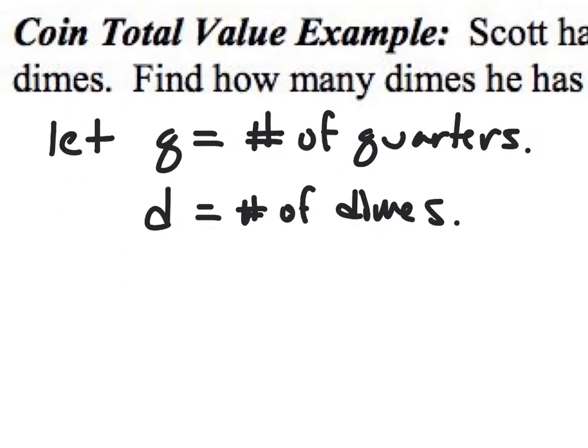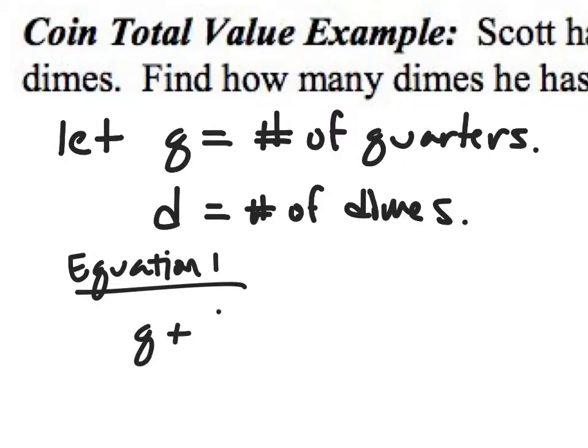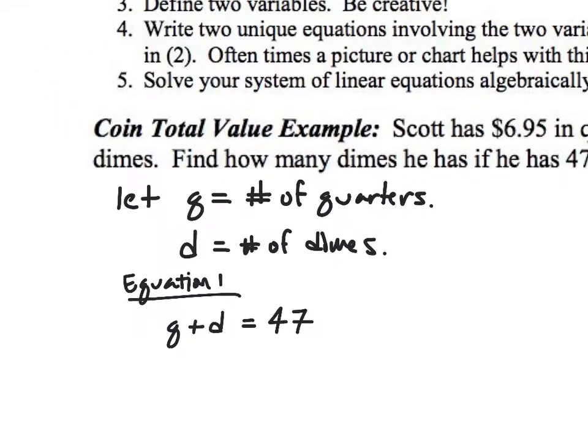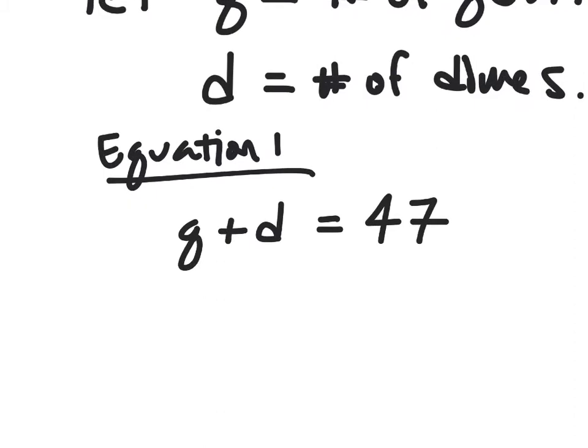Now I want to write equation 1. What I know is that if you take the number of quarters and add it to the number of dimes, so you take all the coins and add them up, Q plus D gives me 47 total coins. That's probably the easiest one I can come up with. Now the second one, equation 2, is a little bit more detailed.